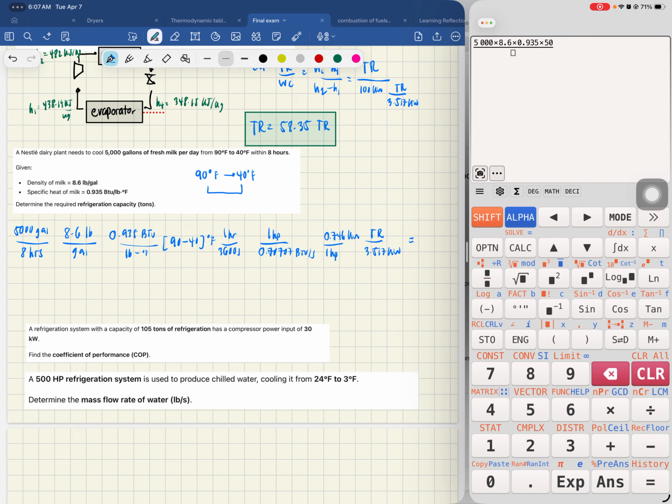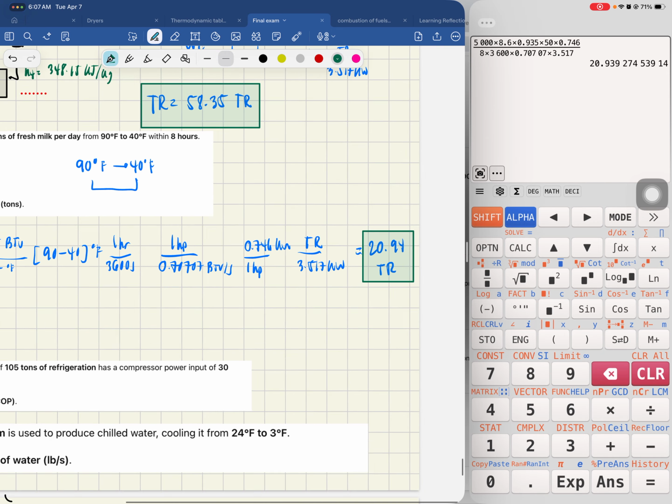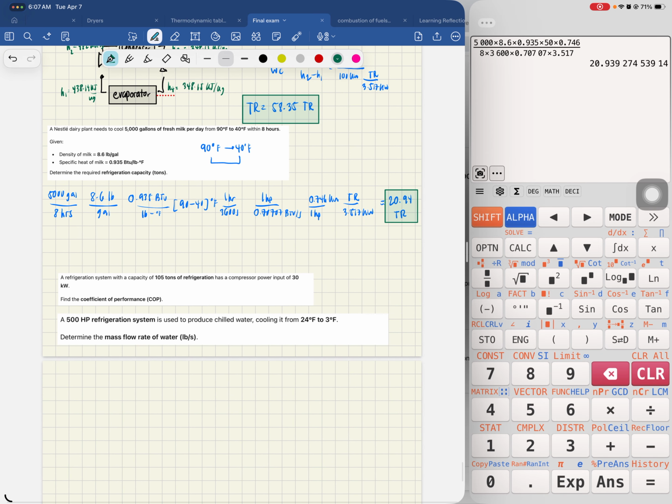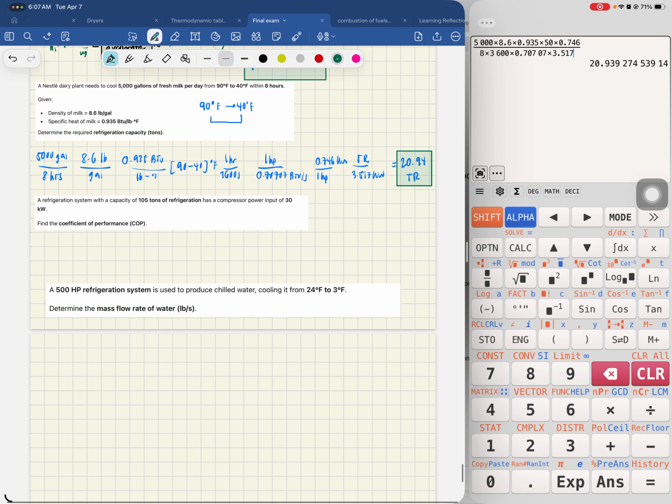So 90 minus 40 is simply 50. So TR should be around 20.94 tons of refrigeration needed for the milk to cool from 90 degrees to 40 degrees Fahrenheit. Okay, so this should be very easy.